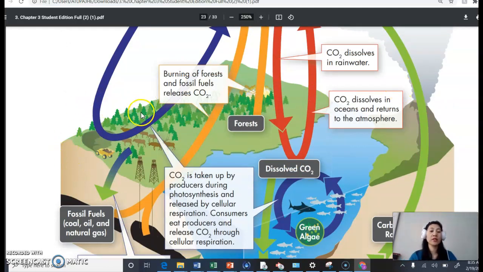What about the carbon dioxide taken up by producers during photosynthesis, the making of food in plants, and released by cellular respiration? So consumers eat producers. Producers, what are those producers? They are the plants. Consumers eat producers and release carbon dioxide through cellular respiration. Even fossil fuels have carbon as well. They are the sources of carbon, like coal, oil, and natural gas.